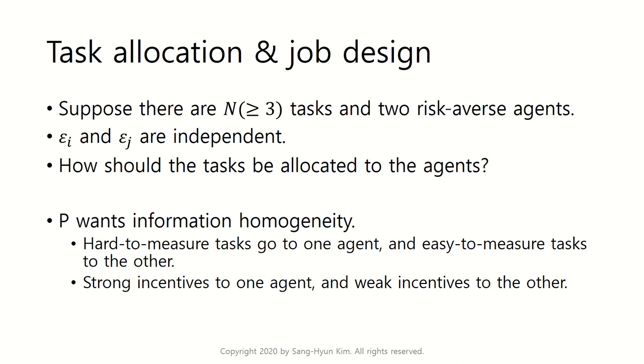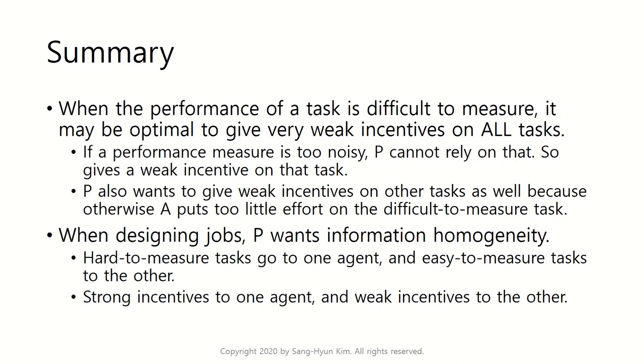So that's one thing that you have to consider when you design a job. Probably in reality, there are many other things to consider, but we cannot talk about that right now. So that's it for today. When the performance of a task is difficult to measure, it may be optimal to give very weak incentives to every task. And when designing a job, the principal wants information homogeneity.